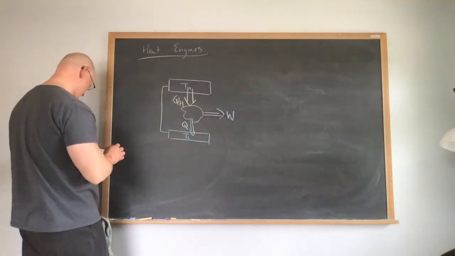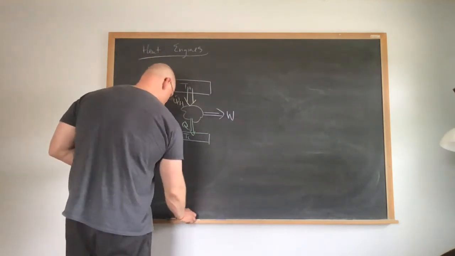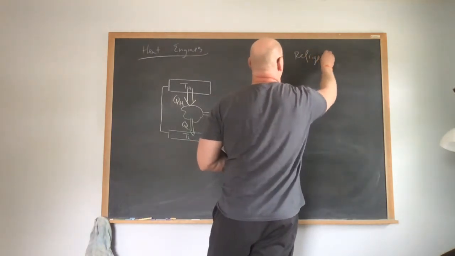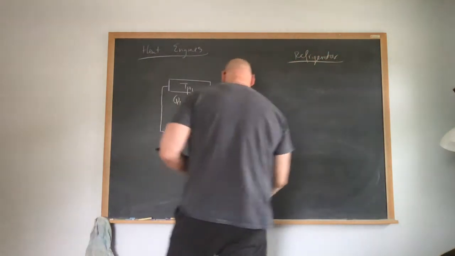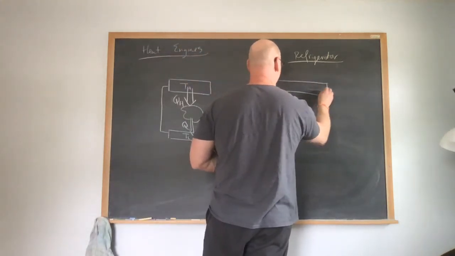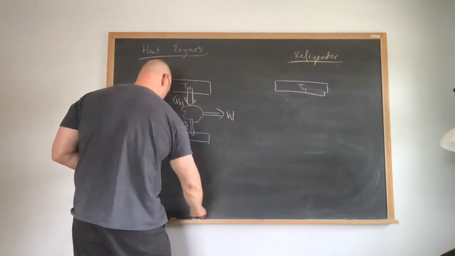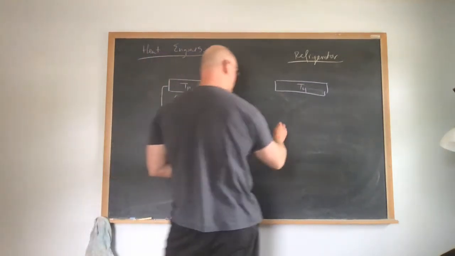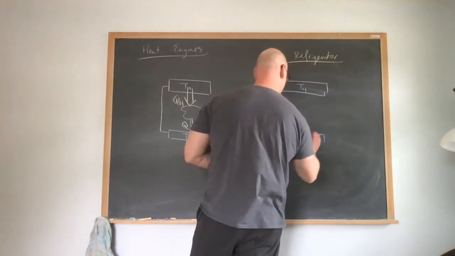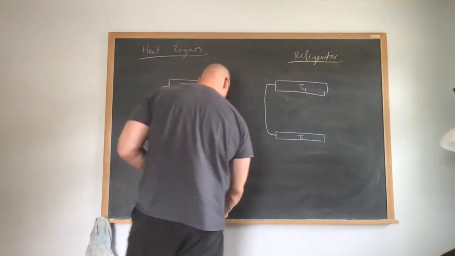Contrast that, we then have what's known as the refrigerator. So let's talk about a refrigerator. A refrigerator is exactly the same idea. Again, we have a hot source, at T hot, and then we have a cold source, here my T cold. And again, this is going to be some sort of cyclic process, so these are going to connect to each other.